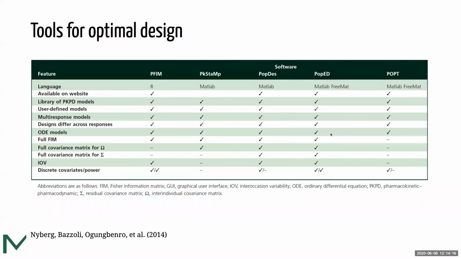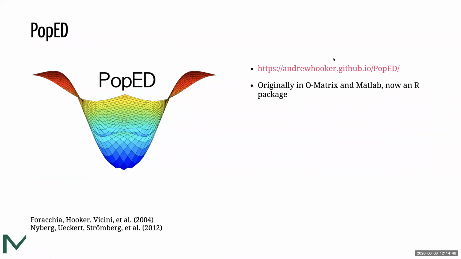So there are a number of tools available for optimal design in PKPD. This table is from a paper a few years back comparing 5 different software packages that did this. As far as I can tell from a quick Google search, all you'll find on the web today are PopED and PFIM. If that's not the case, if you know of others that are online right now, please tell me. But today I'm going to focus on PopED, which has been around for quite a while. This was originally developed in O-Matrix and MATLAB, and it's been ported more recently to an R package. There's a link here to the package website.